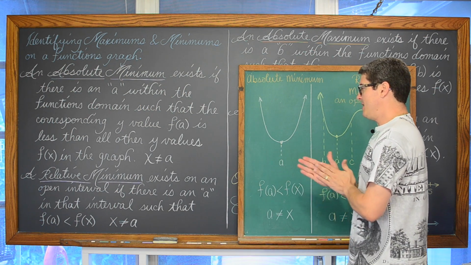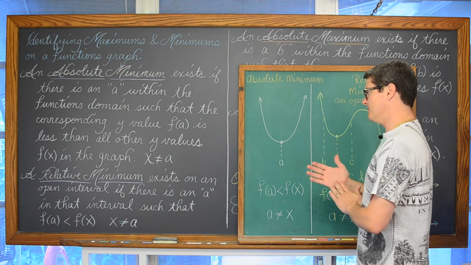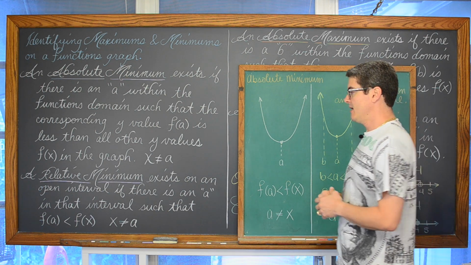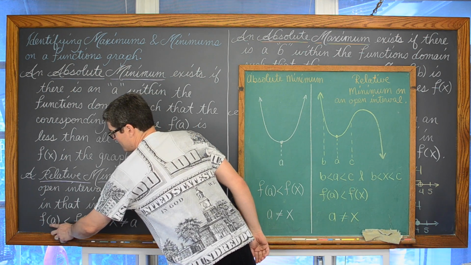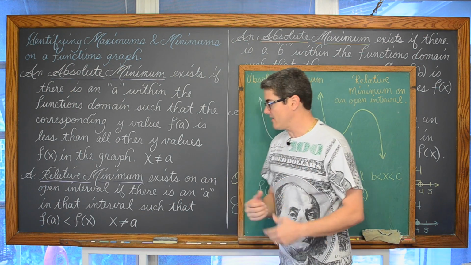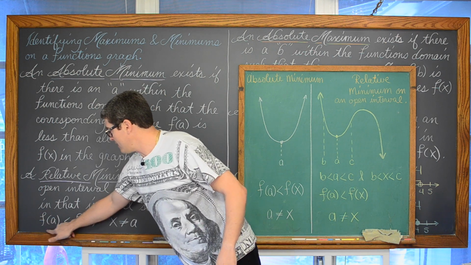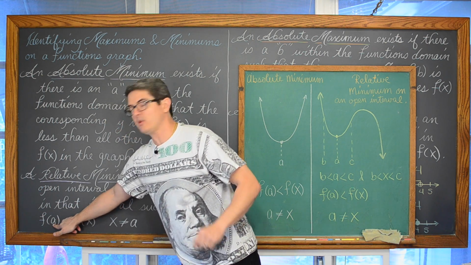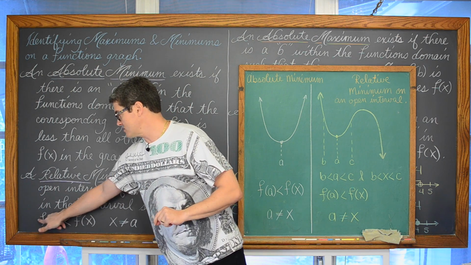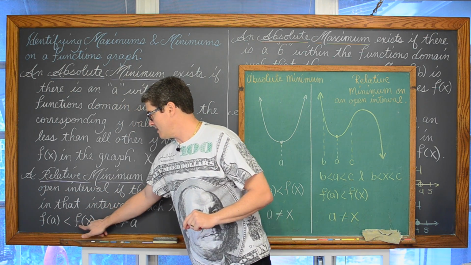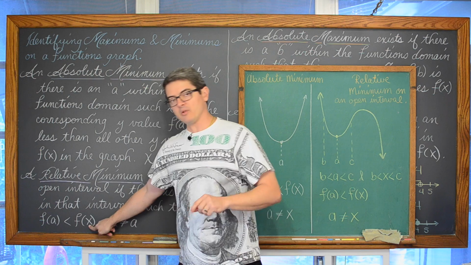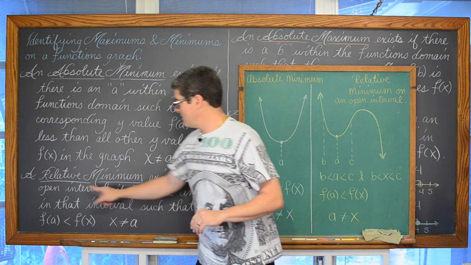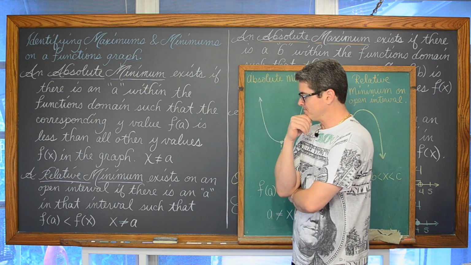A relative minimum exists on an open interval if there is an a in that interval such that, again, f of a, and we see the a again in the parentheses, so it's still an x value, that the y value that we get, the whole f of a expression, that y value that we get by plugging that particular value of x into the function, is less than the values of y we get from plugging any other x within that function that's in this open interval.